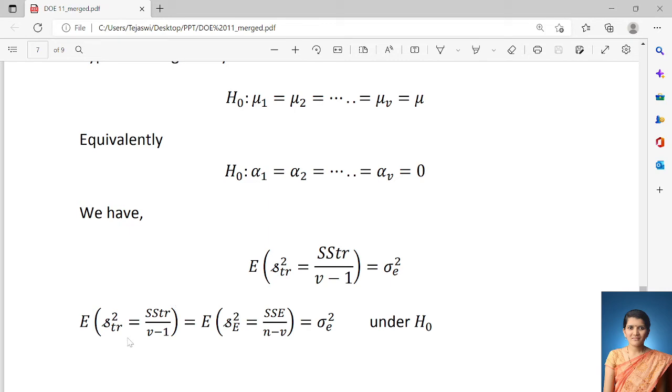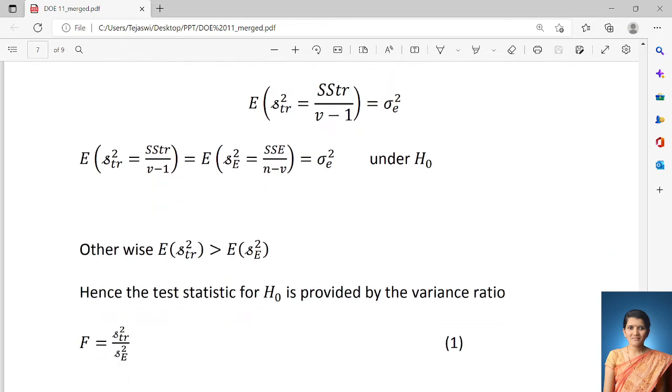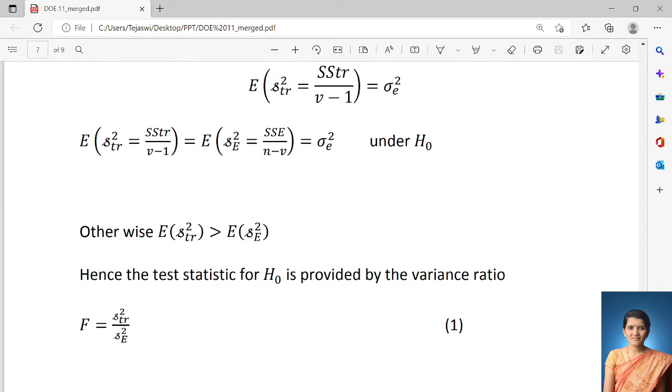So the expected value of the mean sum of square due to the treatment is equal to the expected value of the mean sum of square due to the error, equal to sigma square. It is equal only under H naught. Otherwise, the expected value of the mean sum of square due to the treatment is greater than the expected value of the mean sum of square due to the error, because some biased quantity is added here.